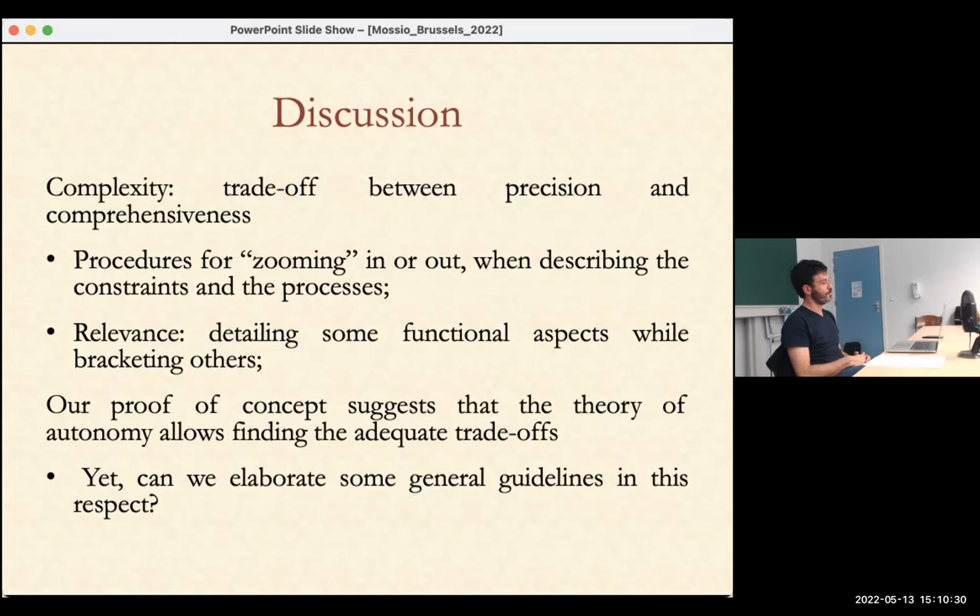Our proof of concept seems to suggest that the theory has the resources to find trade-offs. So we were quite happy about the kind of object that we produced. But of course, a workable theory should be able to provide formal guidelines to modelers so that they know how to select information and draw the model.